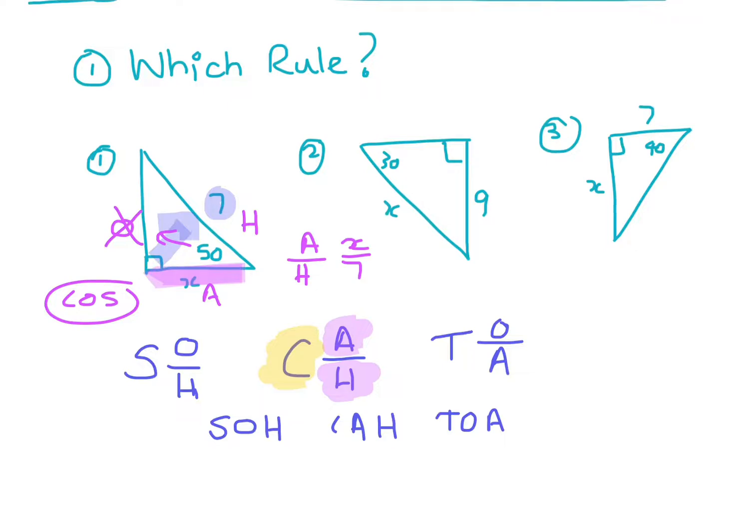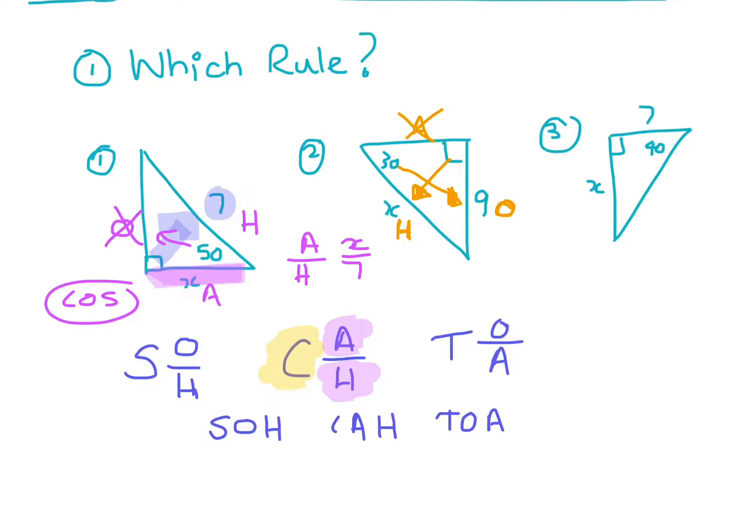Okay, so looking at the next one, trying to work out which rule. So if we go to the right angle and draw the arrow, that's the hypotenuse. Go to the angle and draw the arrow, that's the opposite. This one here is the adjacent, so you cross that out. So you have opposite and hypotenuse.